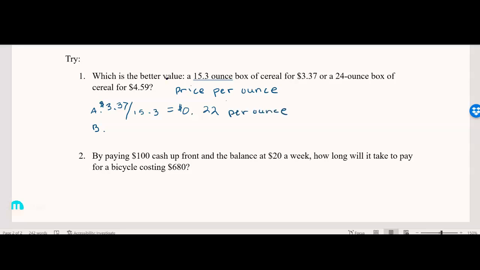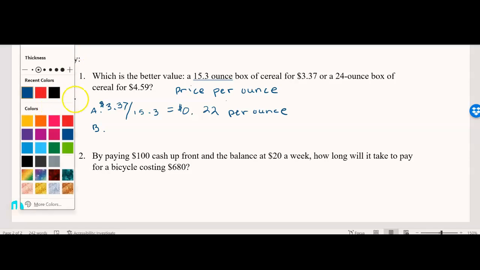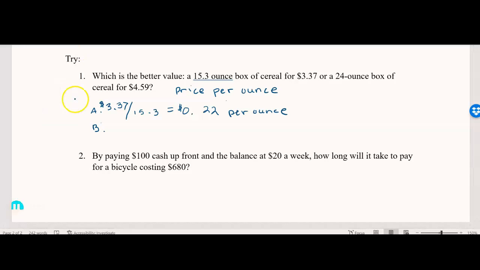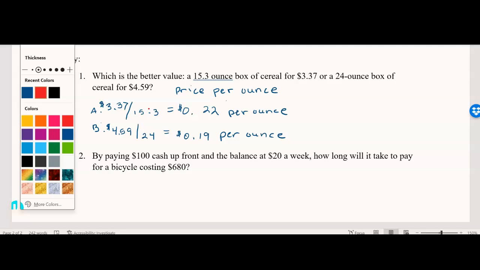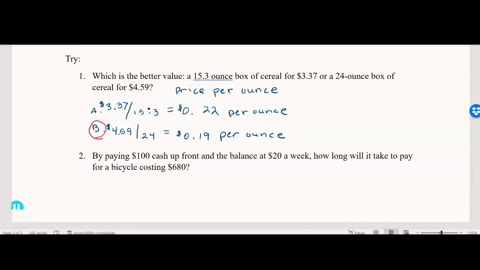per ounce. Now we go to B. For B, we want that price, which is $4.59, and we're going to divide that by 24, and that price per ounce would be 19 cents per ounce. When we look at that, which one is the better deal? Option B. I would say the 24 ounce box is the better deal because it's 19 cents per ounce instead of 22 cents per ounce.